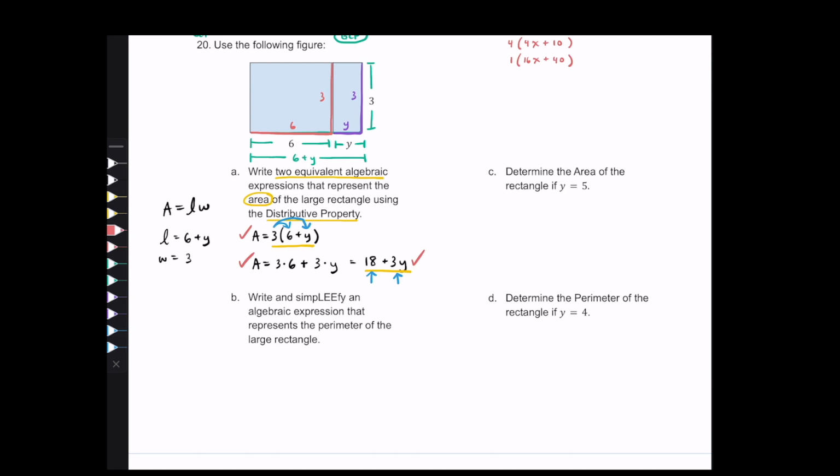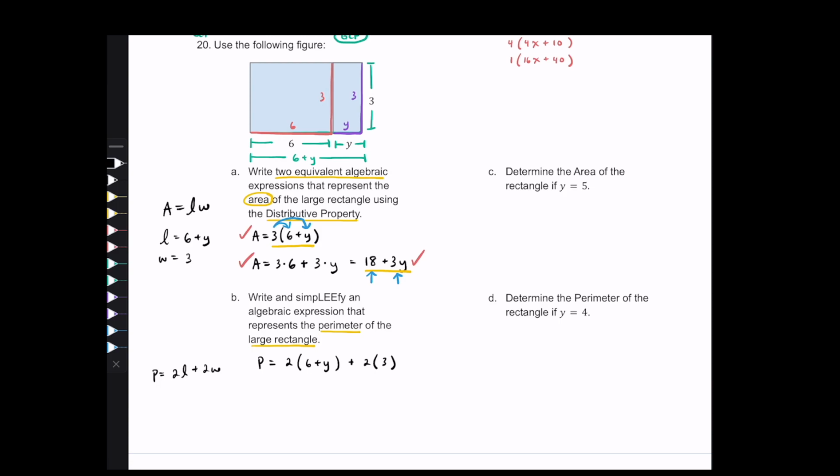Okay, for part B, we're going to go ahead and write and simplify an algebraic expression that represents the perimeter of the large rectangle. So how do you find perimeter? Well, perimeter of a rectangle is twice the length plus twice the width. Okay, so we already knew that length was 6 plus y. That's all the way across. So we're going to have the perimeter is equal to 2 times the length, which is going to be 6 plus y, plus twice the width. So the width is 3, so we're going to have 2 of these 3's here.